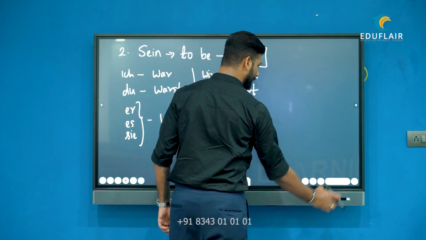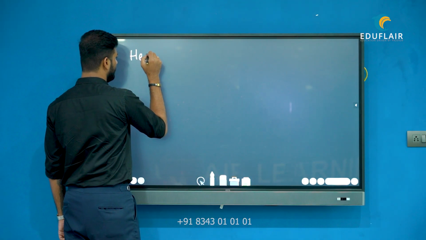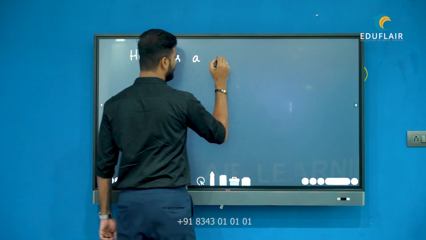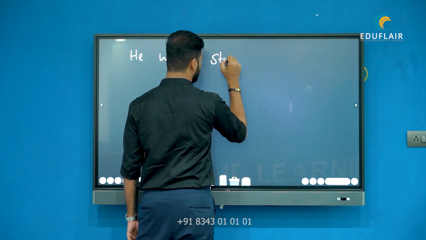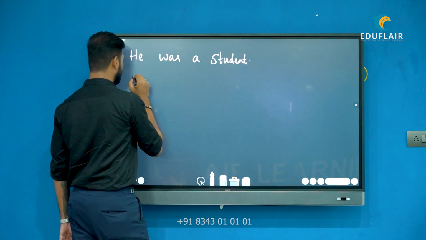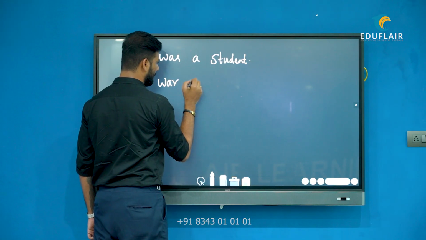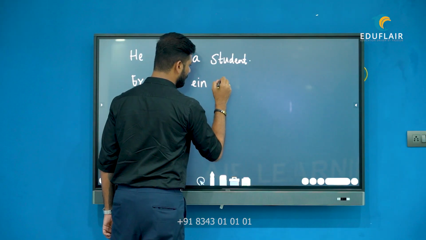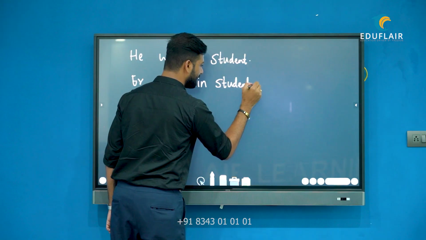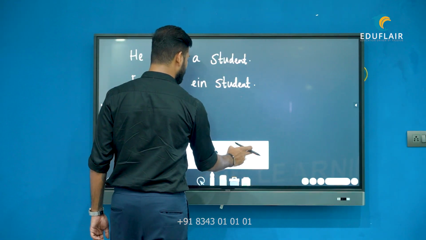Clear? Now I'll make a sentence with this. He was a student. Clear? അപ്പോൾ എന്താ വരുന്നത്? Er war ein Student. Student is the same as that. He was a student. Er war ein Student.